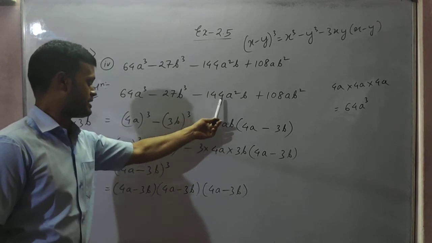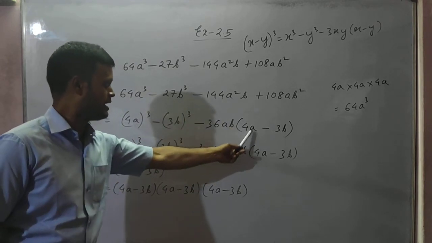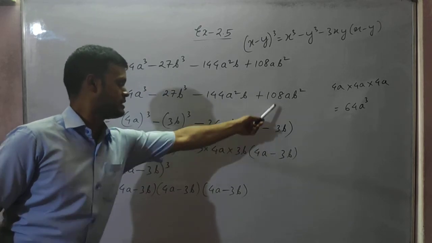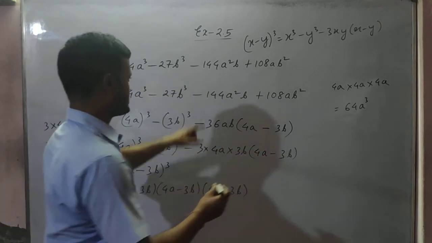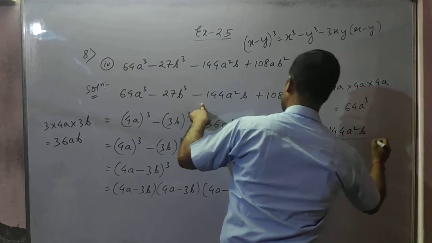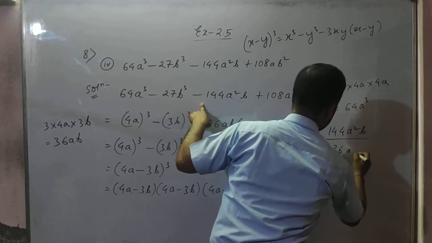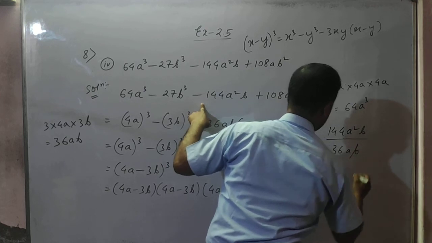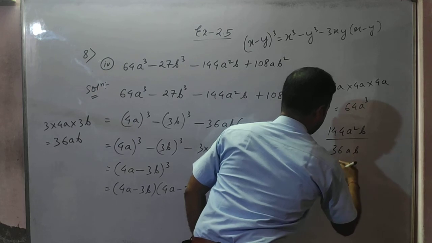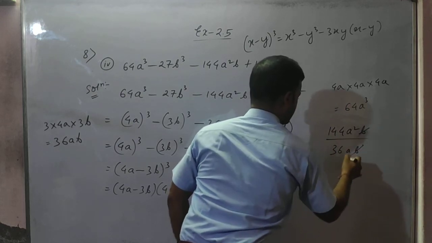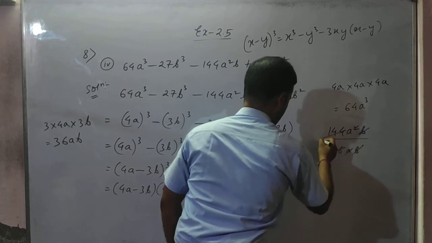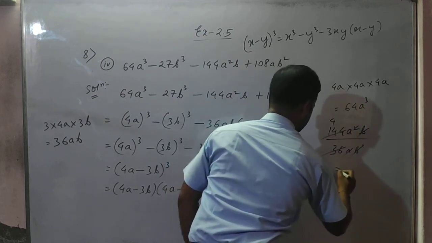Minus 36ab, if I take common from here I will get 4a, and from here if I take minus 36ab common, this plus will become minus, I will get 3b. You can divide and see. 144a square b is there, no? You divide it by 36ab. b and b are cancelled, a is cancelled, so 1 will stay. With 36 you cancel how many times? 4 times. So what is the answer? 4a.